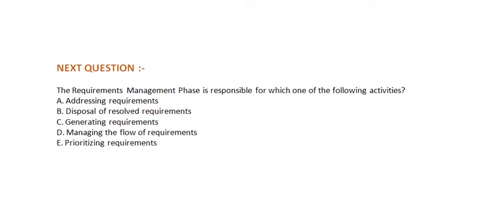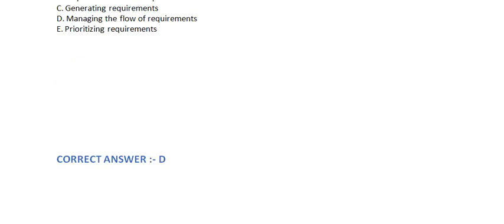Next question is, the requirements management phase is responsible for which one of the following activities? Option A, addressing requirements. Option B, disposal of resolved requirements. Option C, generating requirements. Option D, managing the flow of requirements. And option E, prioritizing requirements. The correct answer is option D.